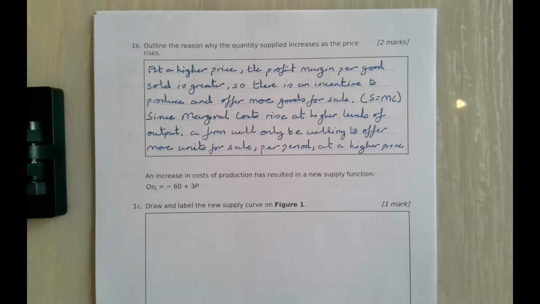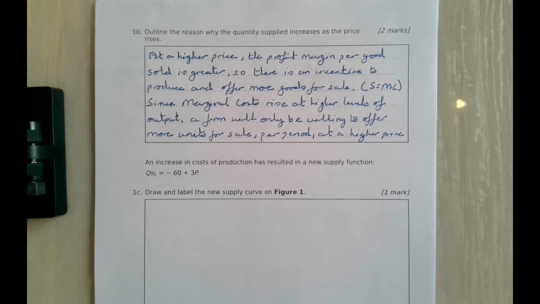Now, the next thing here says, outline the reason why quantity supplied increases as price rises. Well, we've said this in previous videos, but I'll happily quickly go through it here. At a higher price, the profit margin per good sold is greater. Therefore, there's an incentive to produce and offer more goods for sale. That's one reason. That's enough to get the 2 marks.